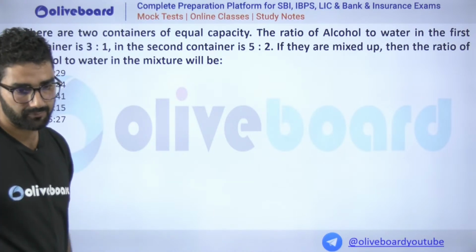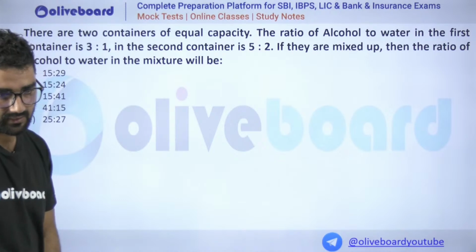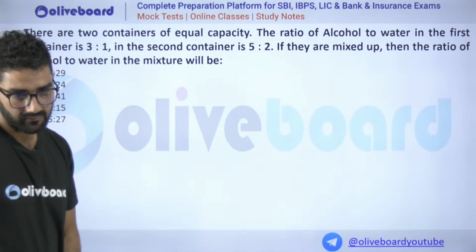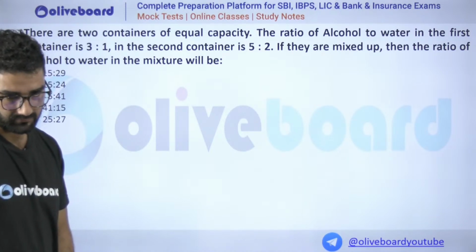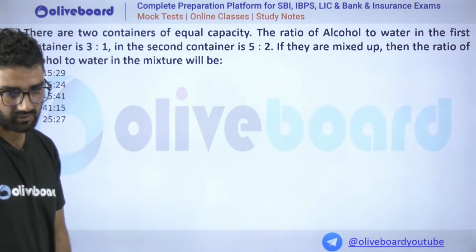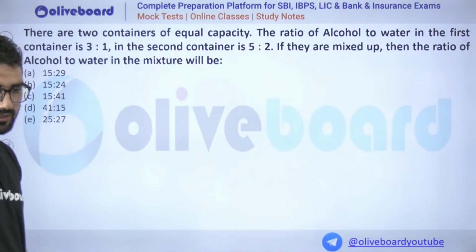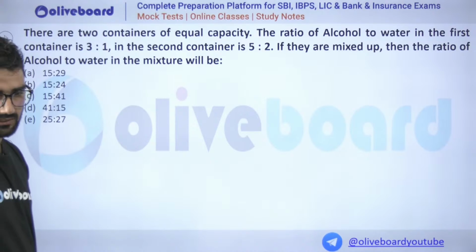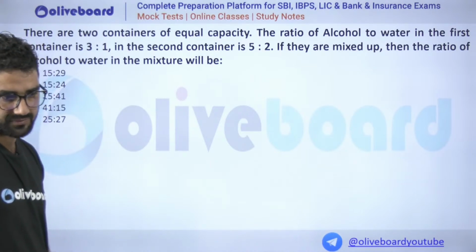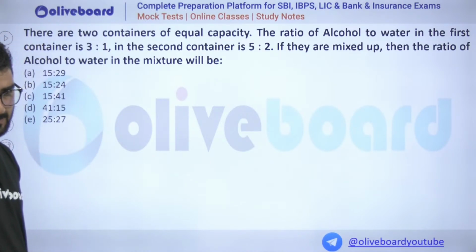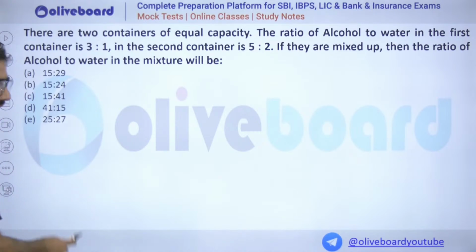Okay, Modukar says it is 41 is to 15. Devkar says it is 41 to 15. Sonia said it is option D. Devi said option D. Hemanta said option D. Option D means 41 is to 15. Harpreet said option D. Leo said option D. Okay.